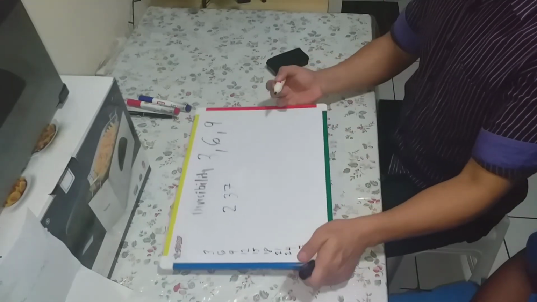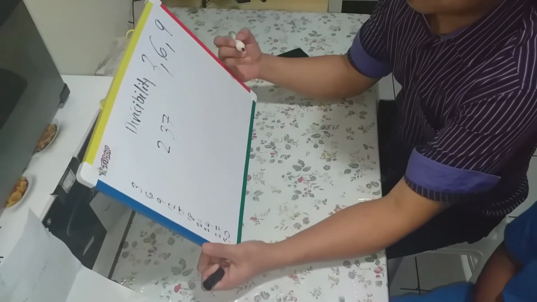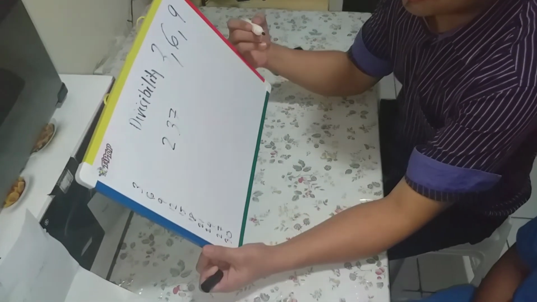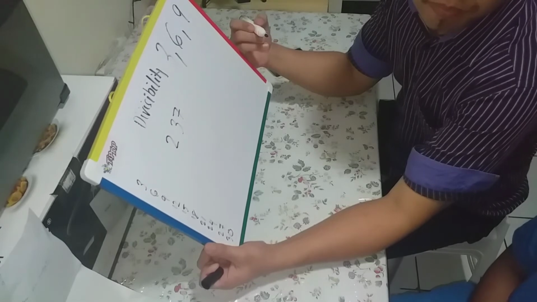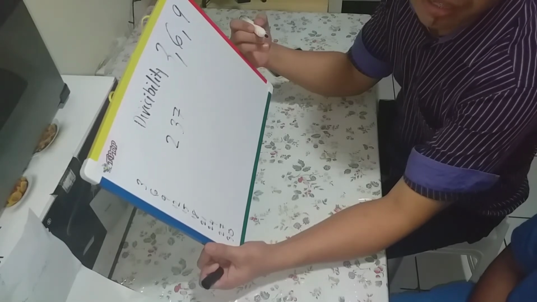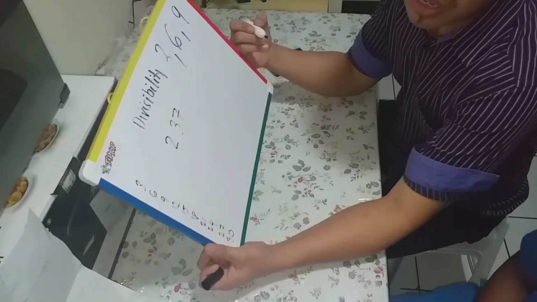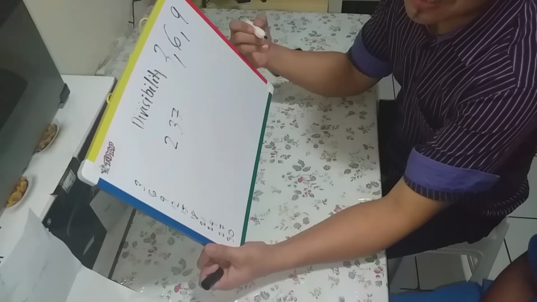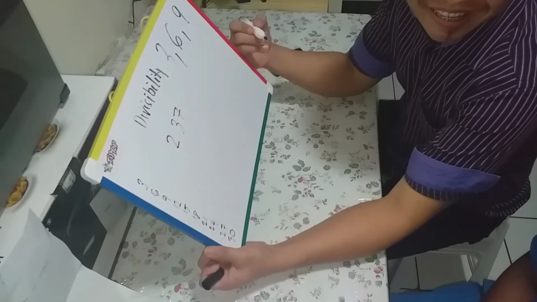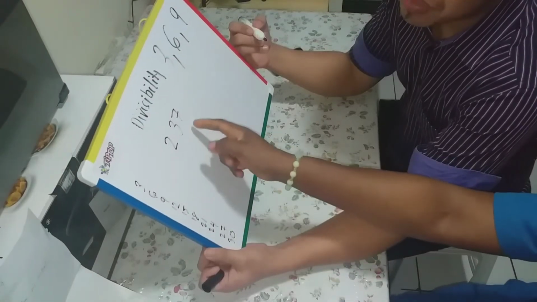237. So 237, what do you think? Is it divisible by 3? What's your answer? Yes, no, or you don't know? Because of the last digit? Okay, so I will explain it to you well.